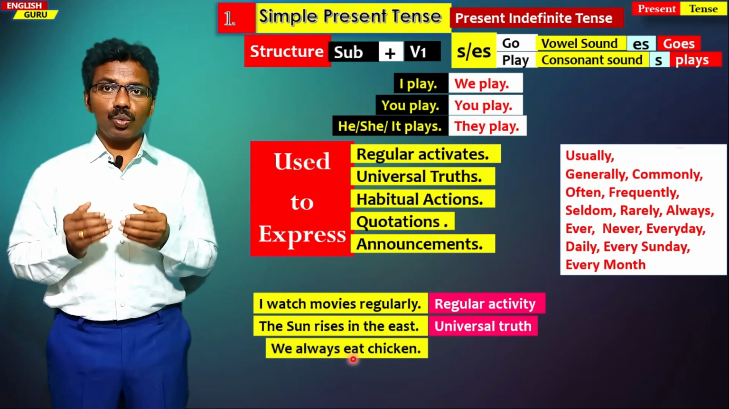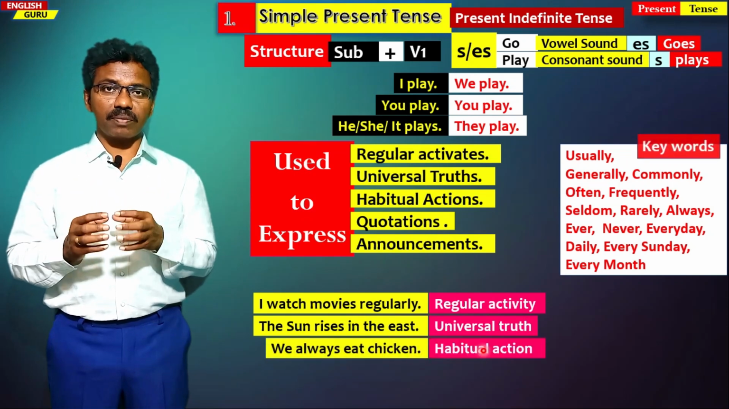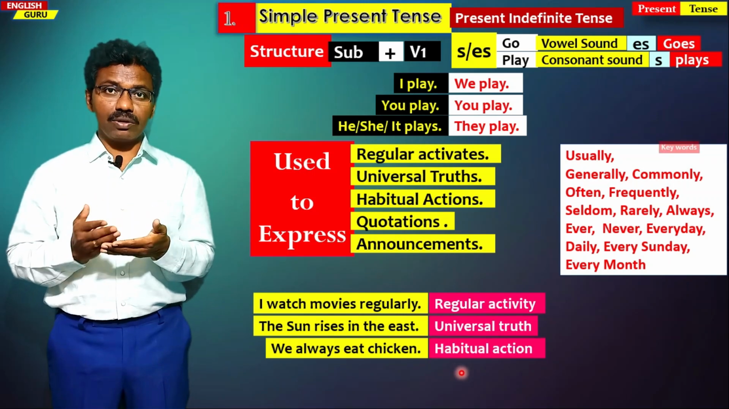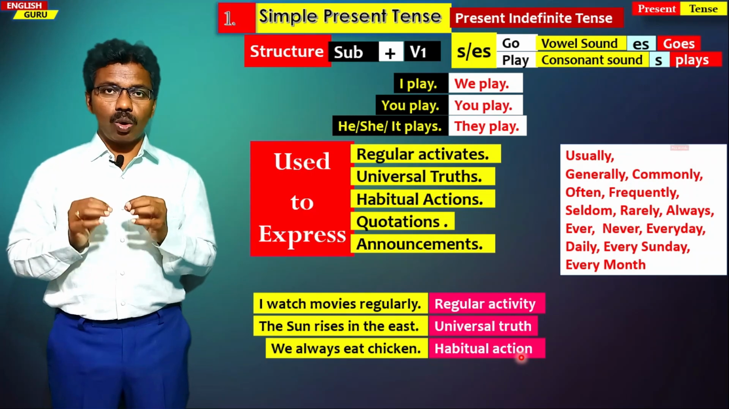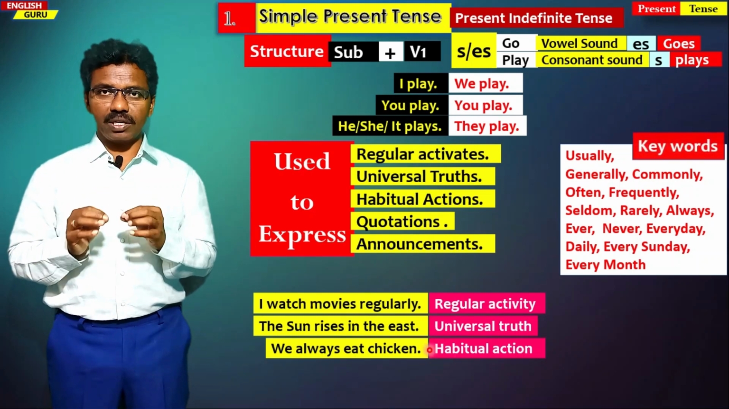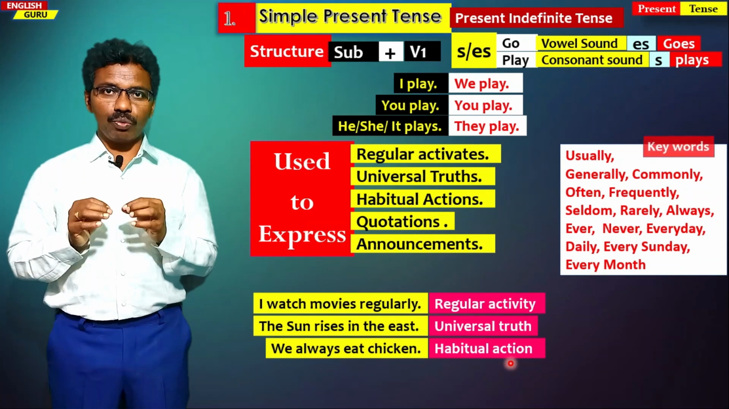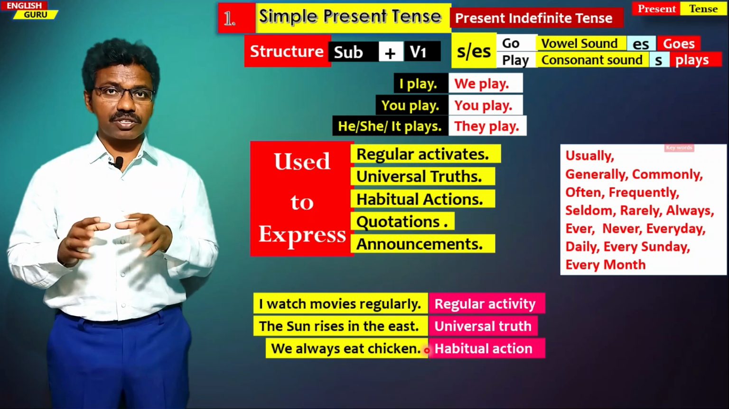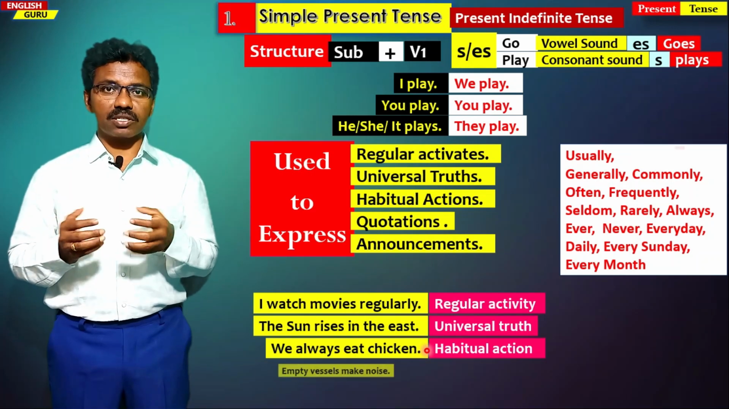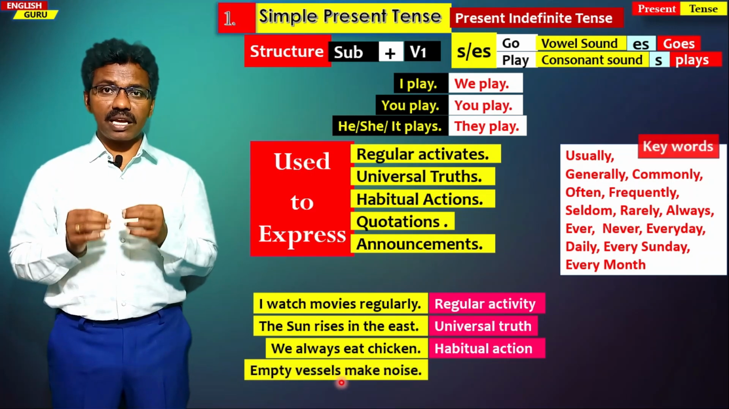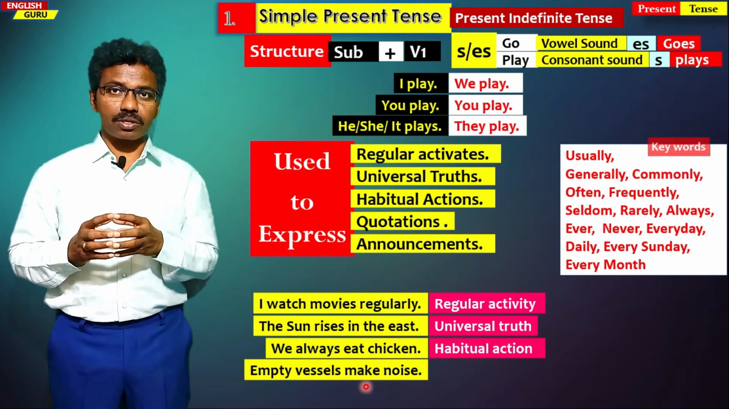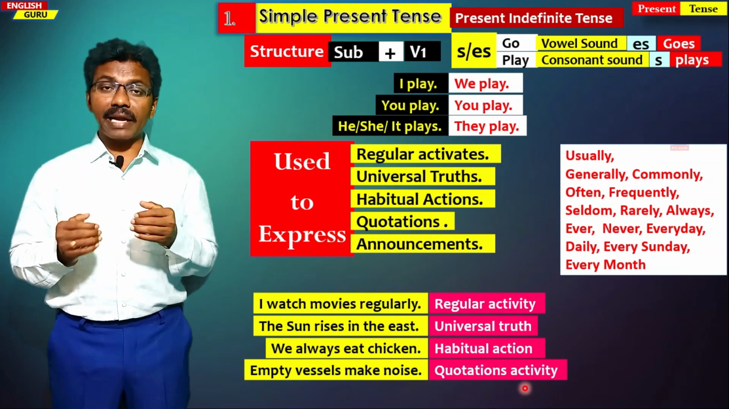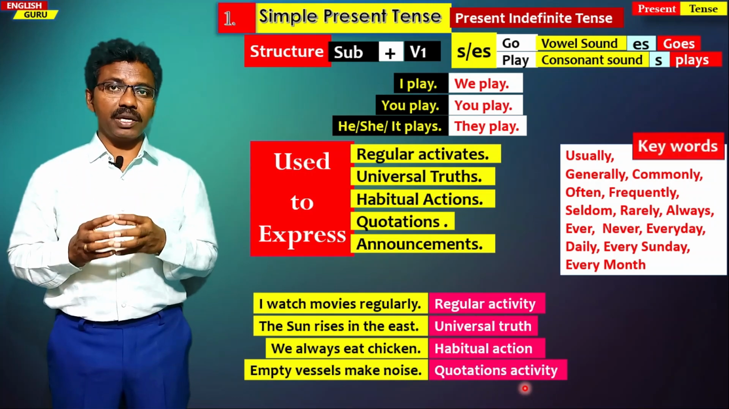In the next sentence, we always eat chicken. It's a habitual action. So all habits, all habitual actions should be in simple present tense only. So we always eat chicken is a regular activity, so it is a habitual action, so it has to be in simple present tense. In a similar manner, in the next sentence, empty vessels make noise. It's a quotation, so it's a truth and a quote also, so it should be in simple present tense.